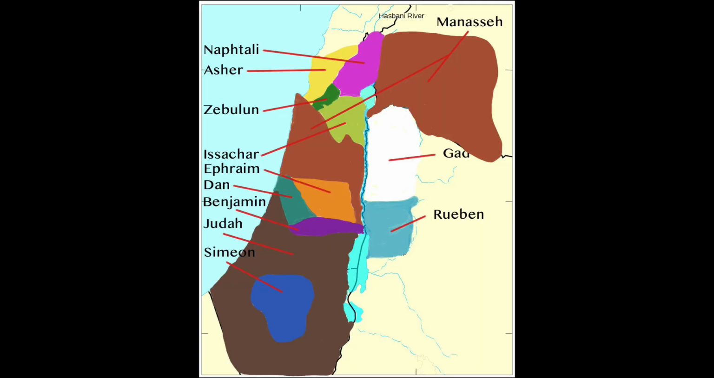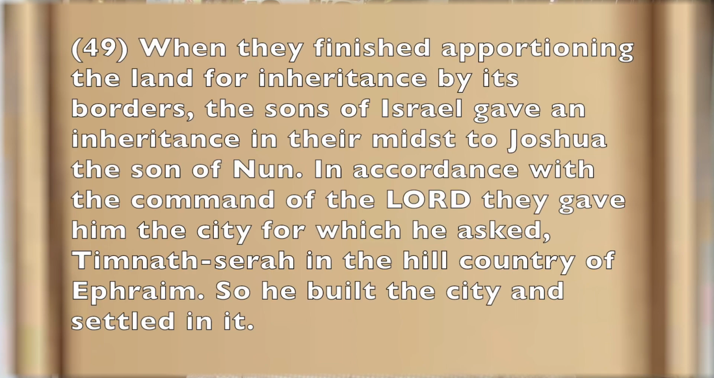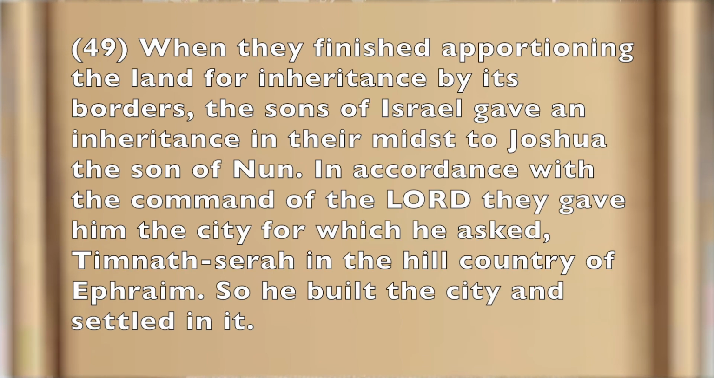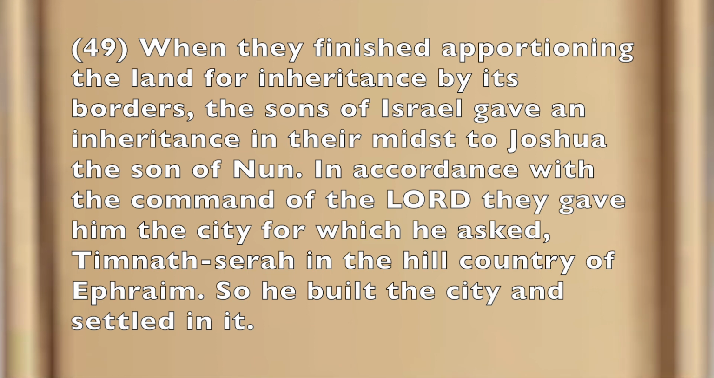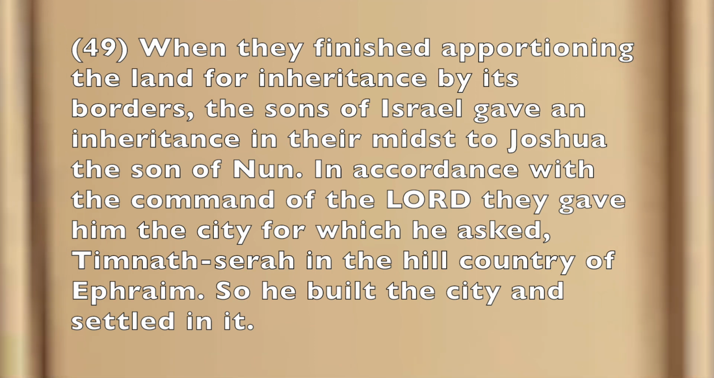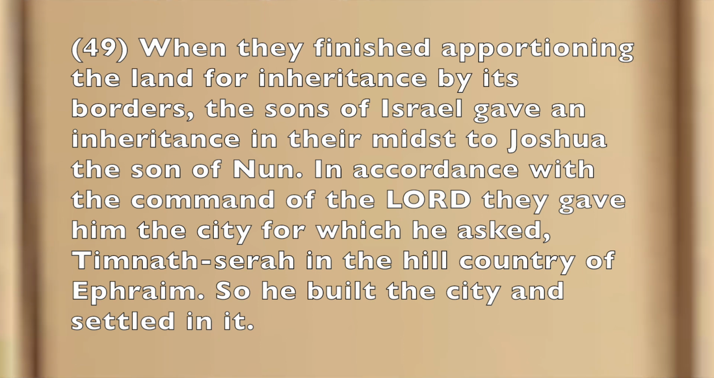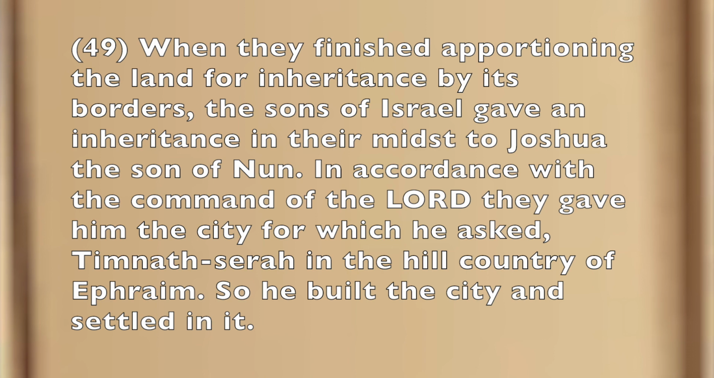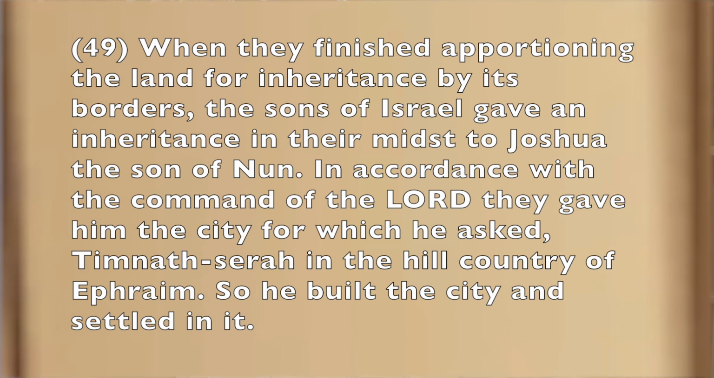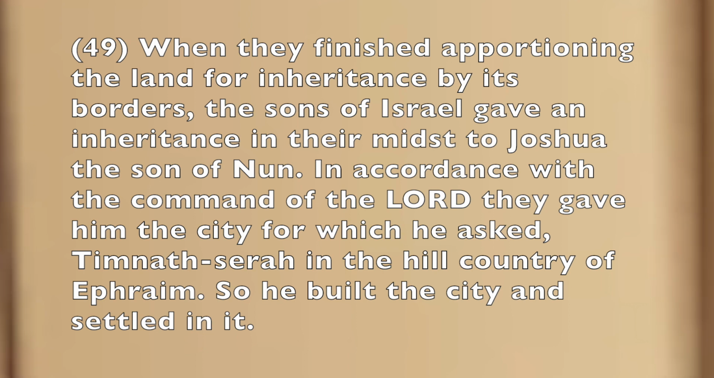Then starting in verse 49, now that all the tribes have been given their allotments, as you can see in the chart I provided, there's going to be a special allotment. So let's look at verse 49. When they finished apportioning the land for inheritance by its borders, the sons of Israel gave an inheritance in their midst to Joshua, the son of Nun. In accordance with the command of the Lord, they gave him the city for which he asked, Timnath-serah, and the hill country of Ephraim. So he built the city and settled in it.